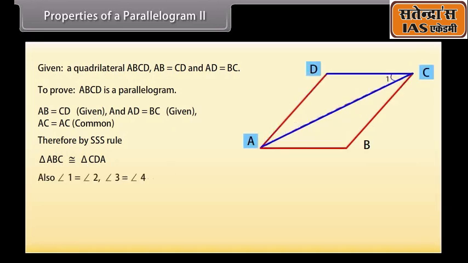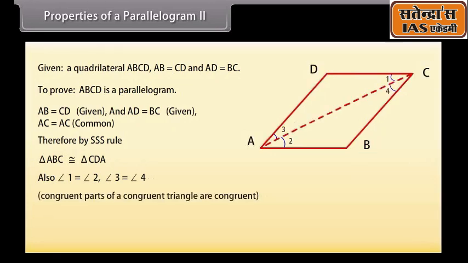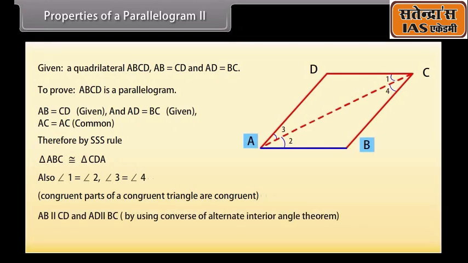Also, angle 1 is equal to angle 2 and angle 3 is equal to angle 4, because corresponding parts of congruent triangles are congruent. Therefore, AB is parallel to CD and AD is parallel to BC. Hence, ABCD is a parallelogram.